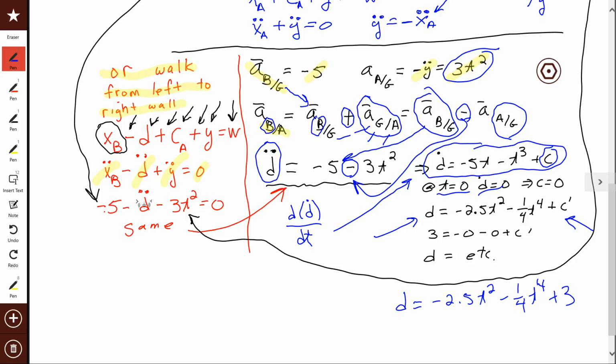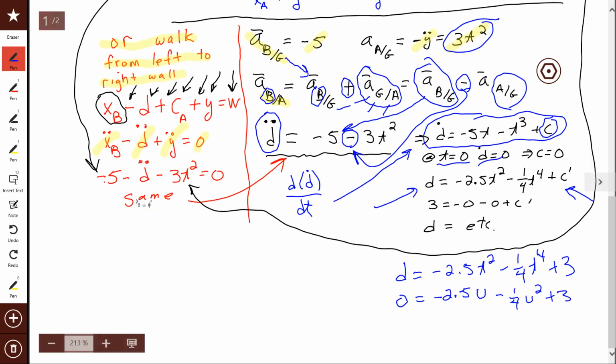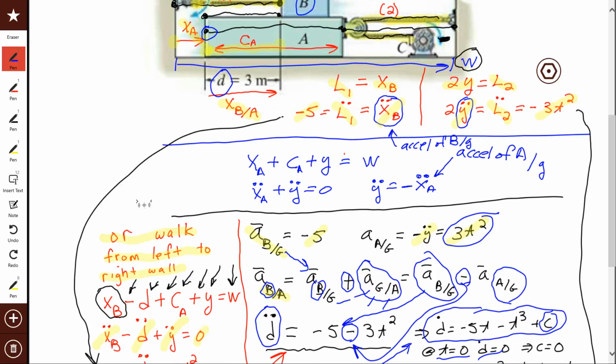Then what you want to do is find the time when d is equal to 0. So you just put in a 0 here, and you end up solving for t. The easiest way to do that, besides using Mathematica, would be to put in u instead of t squared: minus 1/4 u squared plus 3. And that's a quadratic, so you can use the quadratic formula to get u. You find u, you get two numbers, and then you simply say that t is the square root of u. So you can find that value. But the easiest thing to do is punch it into Mathematica.